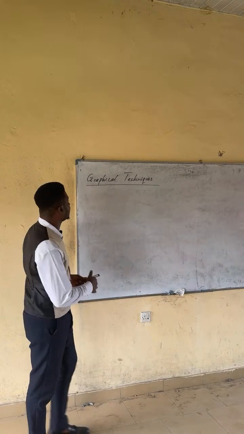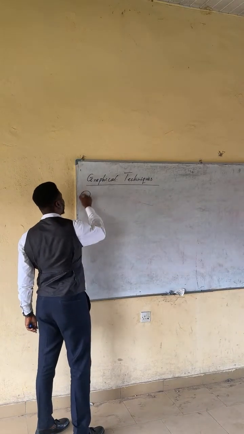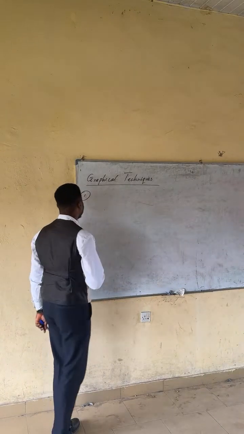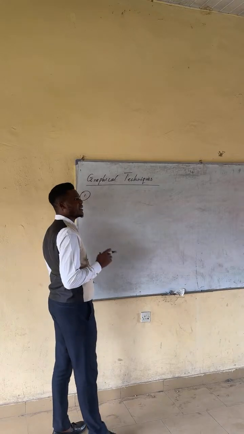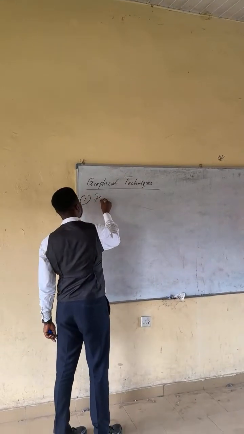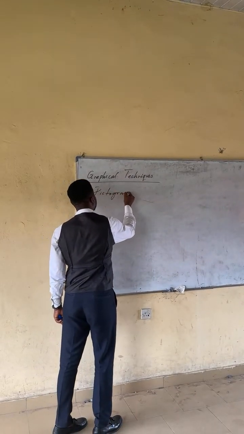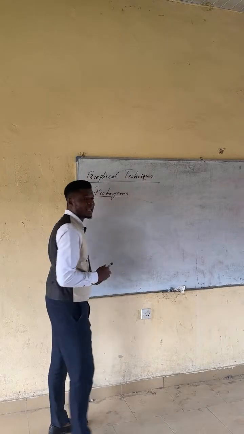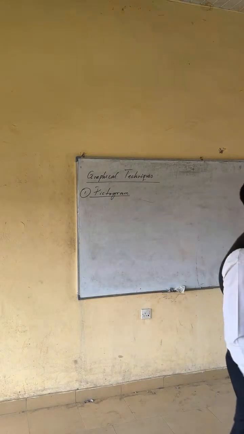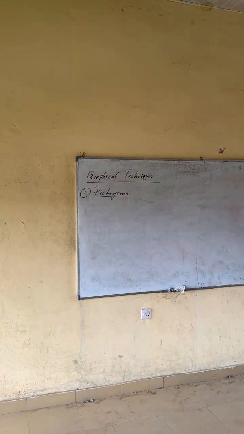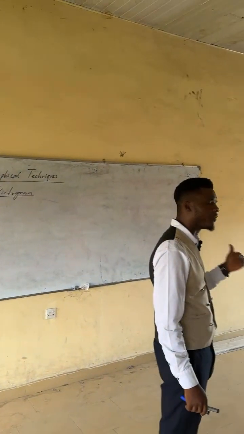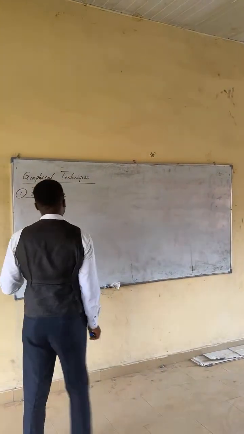So the first one we are going to be looking at, we are going to take them one after the other. Which one did we itemize? I think the first one was the pictogram, right? Good. So that's the first graphical technique we will be discussing in our class. Remember, we are still under organization of data, and we had gone through different things you need to know about it up to this point.